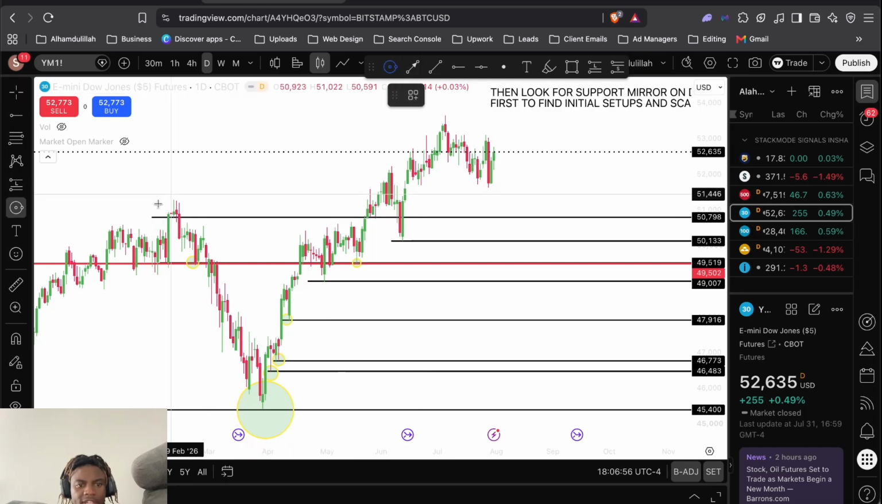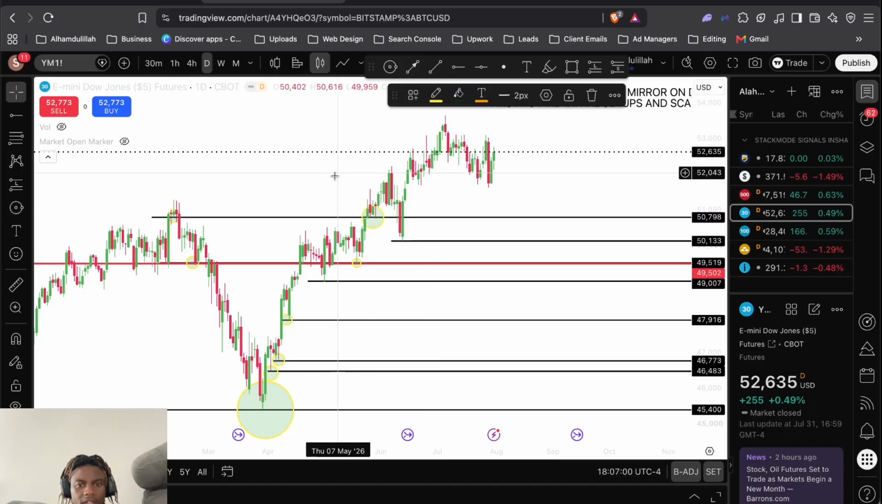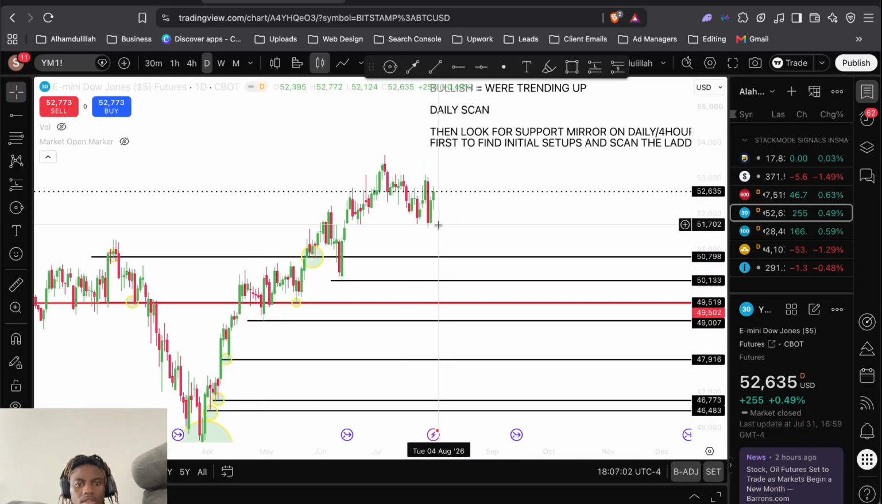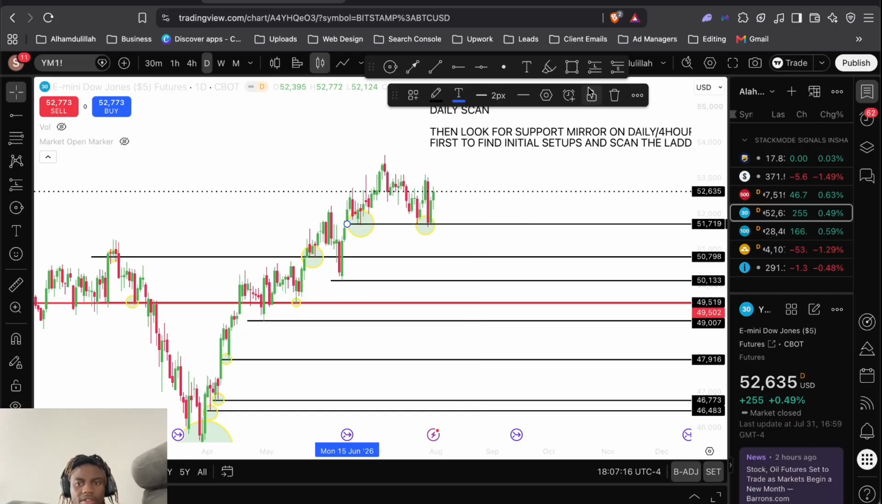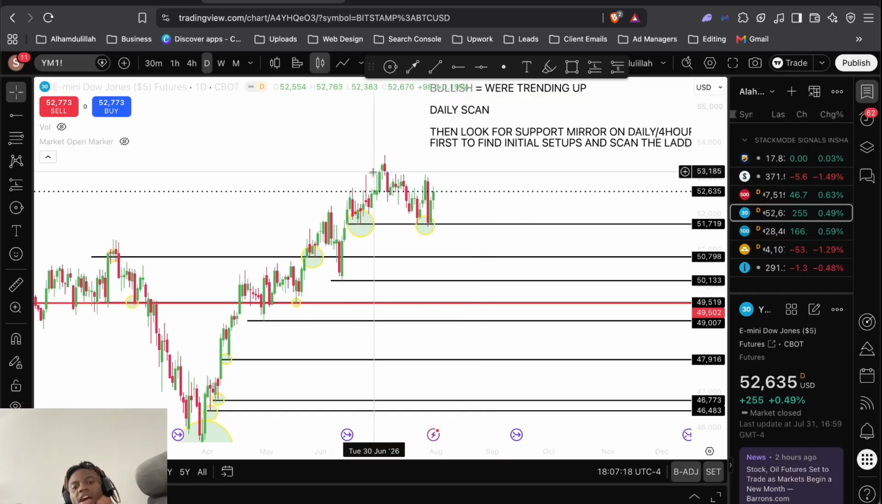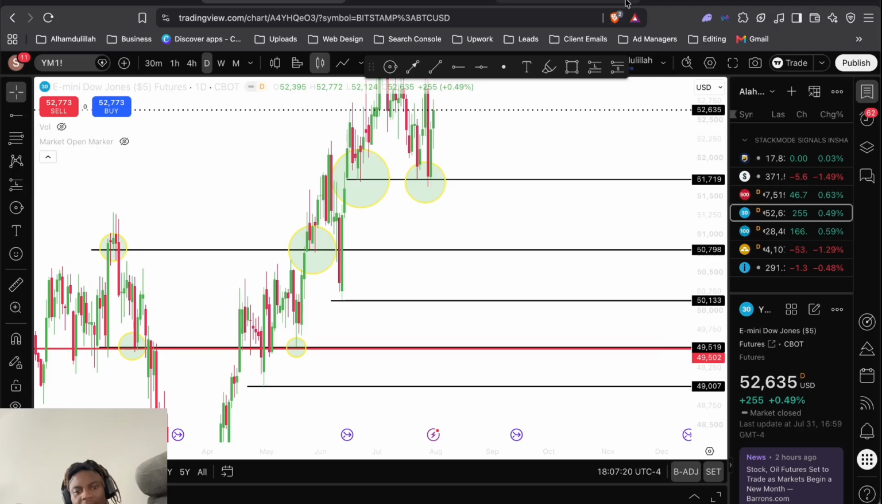Okay, and then we're going to have this area of support over here, creating this area here. And then over here, we got this area here being created by this area here. Okay, it's free. It's too easy. So now I understand the big picture on my daily.